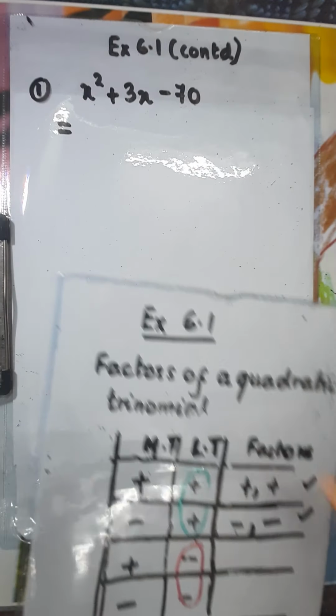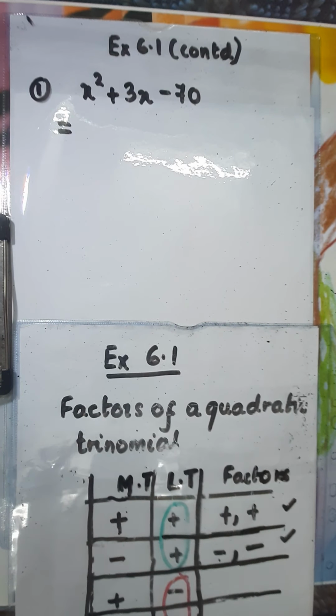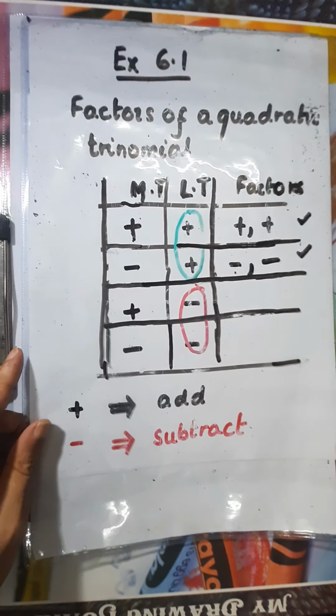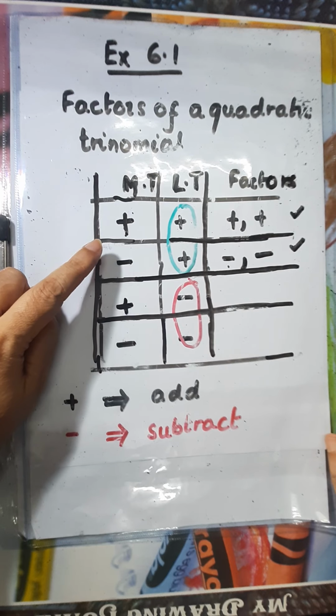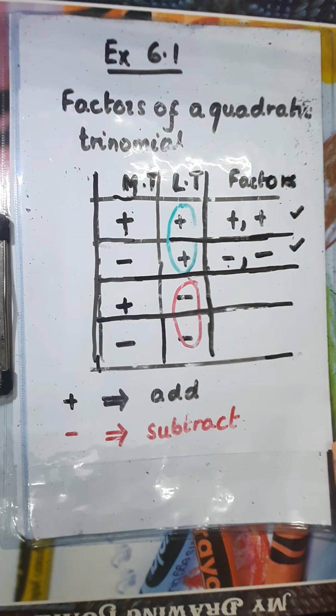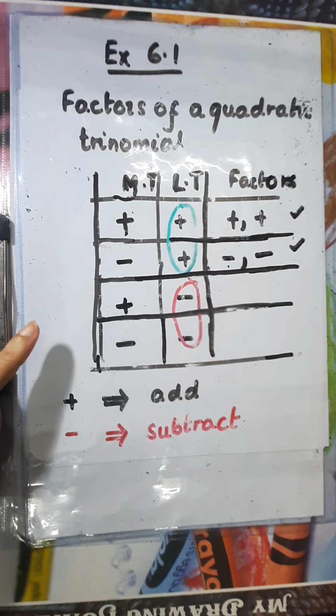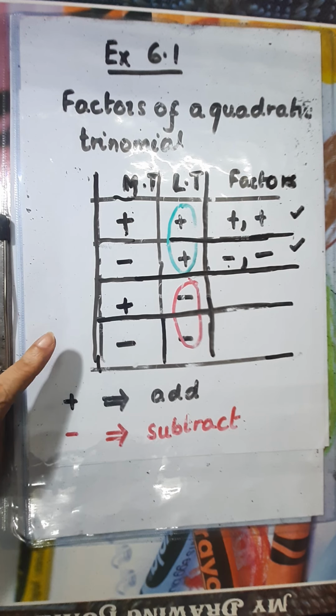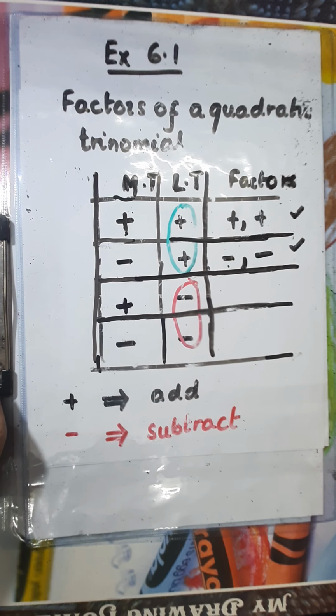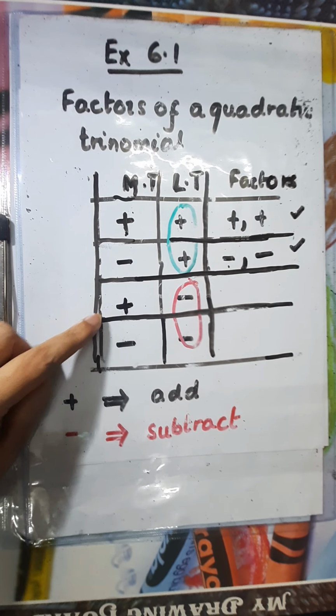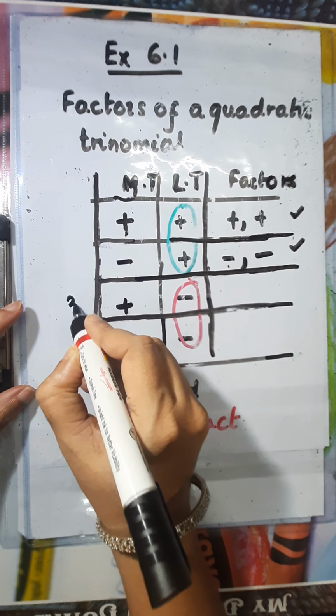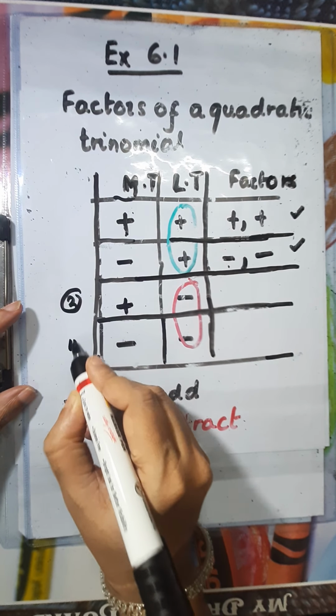Yes, students. Now we'll continue with exercise 6.1. Now that day, if you remember, we started when I said the middle term is plus and the last term is plus, my factors are plus and plus. When my middle term is minus and my last term is plus, my factors are minus minus. Today we will do both these, type 3 and type 4, right?